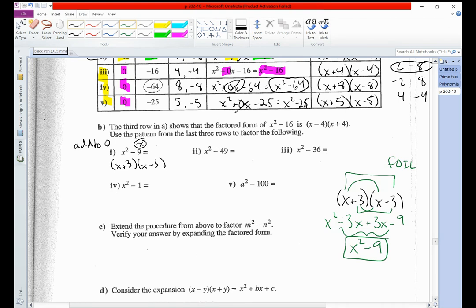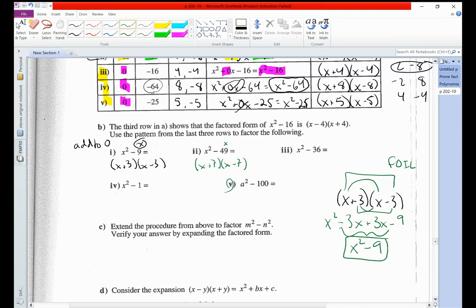Same process with the next one. x squared minus 49. So I'm looking for two numbers that multiply to negative 49 and add to 0. Put an x at the start. Most likely it's going to be the same number because that's the pattern we've been getting, but one negative, one positive, obviously. So what times what is equal to 49? 7 times 7 is equal to 49. So let's say plus 7, minus 7. I think we're starting to get it a bit.